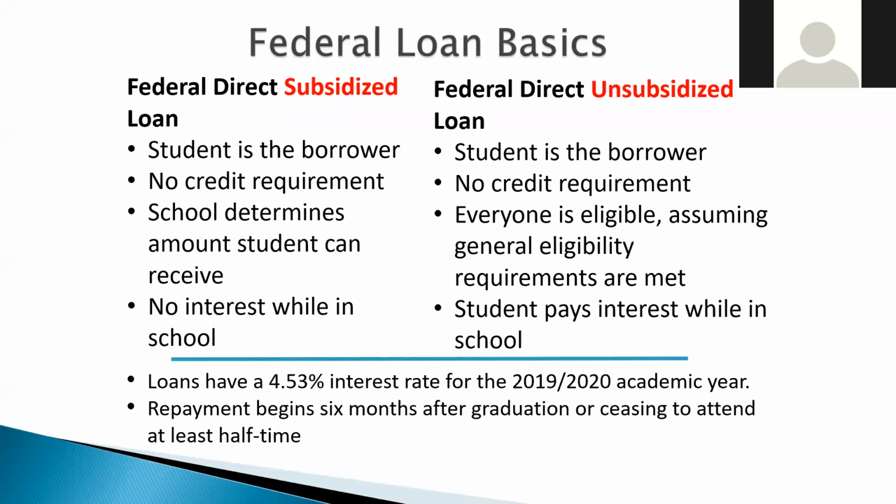Versus the unsubsidized loans, everyone's eligible, assuming general eligibility requirements are met, but the interest does accumulate while the student is in school. They may not have to pay it while in school, but it will still accrue. On the bottom here, there's a note that for the 2019-2020 academic year, the loan rate was 4.53%.